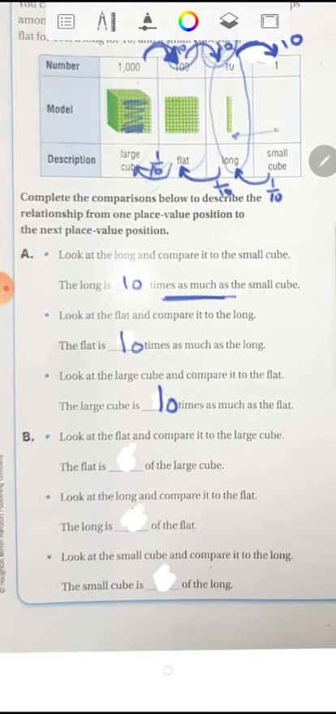Continue with exercise B. Now we will find the relationship between the flat and the large cube. The flat is 1 part of 10 parts from the large cube. That means 1 over 10. And also the long is a missing number of the flat. The long is 1 part, look here in the chart, 1 part of 10 parts. That means 1 over 10. And the small cube is 1 part of 10 parts from the long, so it will be 1 over 10.